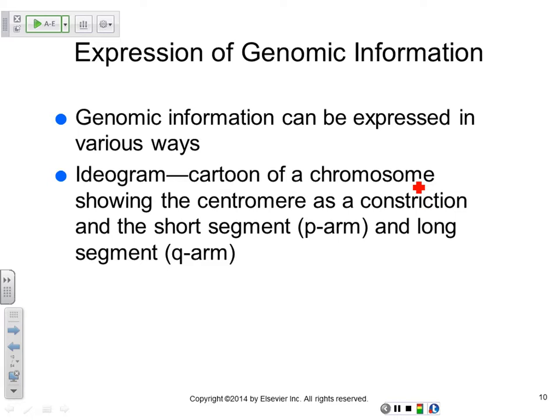And it turns out that the location of the centromere is not by accident. If you have equal arms on a chromosome, it causes a whole bunch of conditions and diseases in the human. So it needs to be one long arm, one short arm.